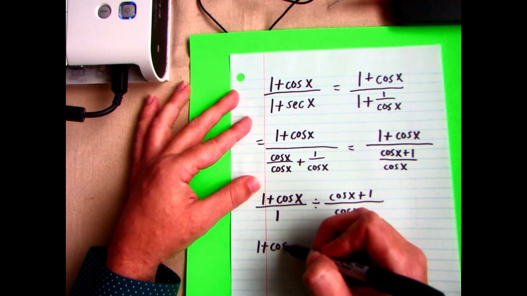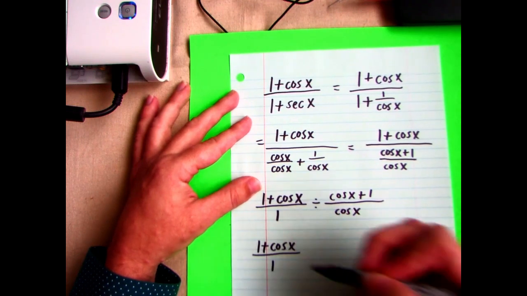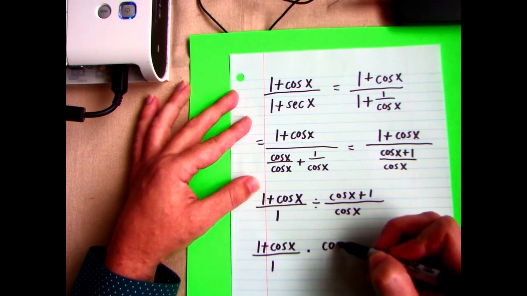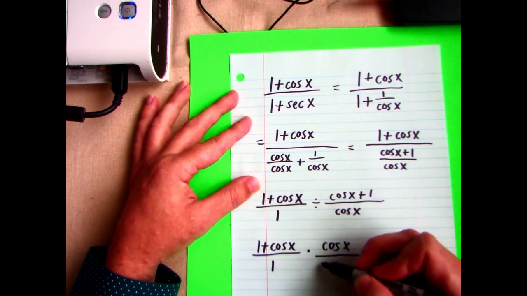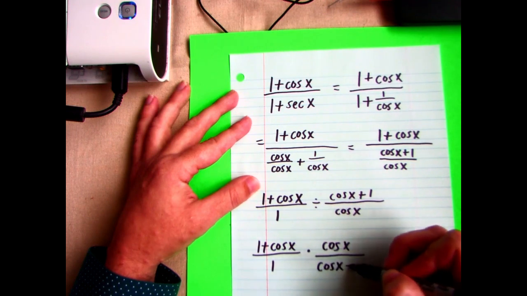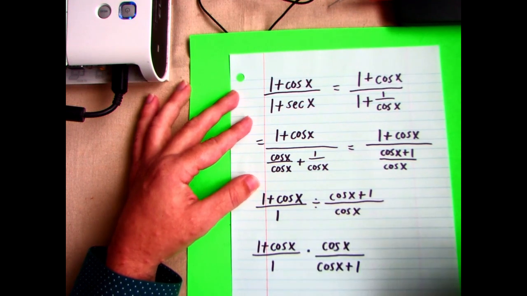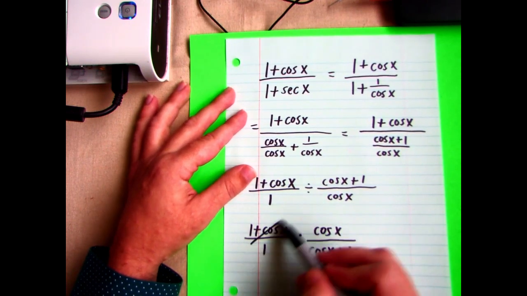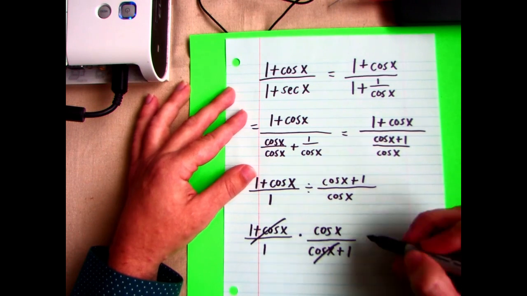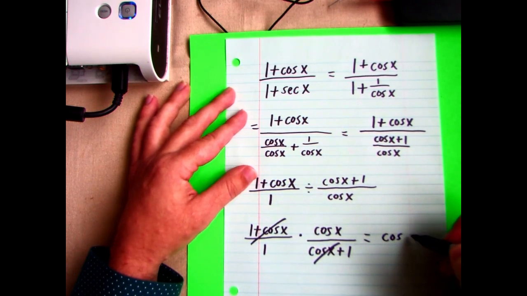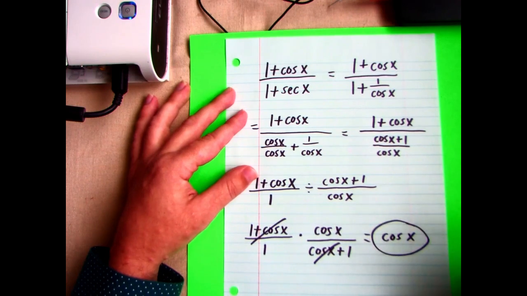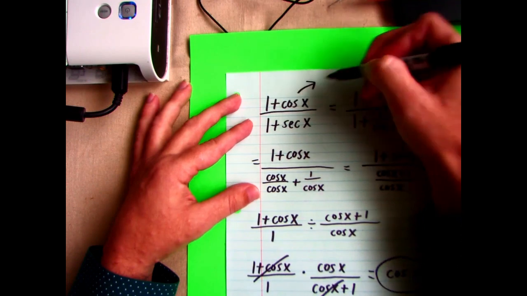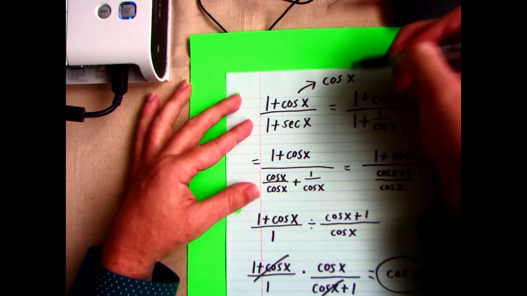So if I rewrite my problem, it's 1 plus cosine x over 1 times cosine x all over cosine x plus 1. That's the aha moment. That's the nice looking thing in which I now see what's going to cancel. 1 plus cosine x is going to cancel with cosine x plus 1. So through all that mess, I had a nice cancellation. My original problem is just cosine x.